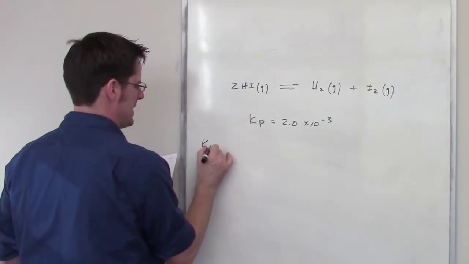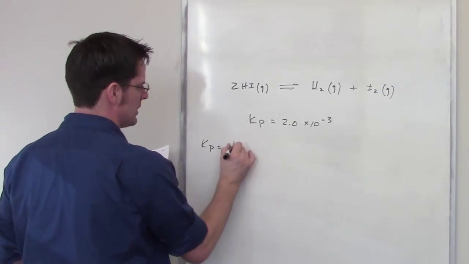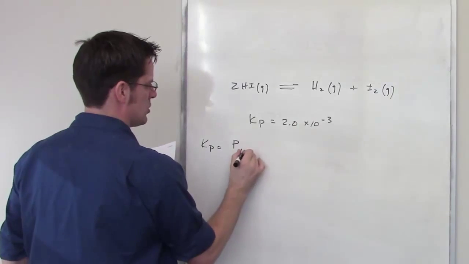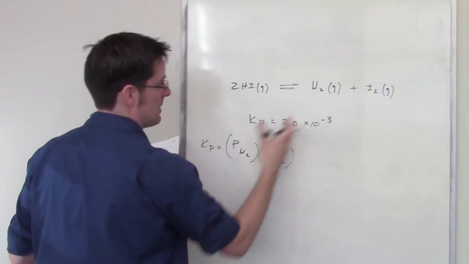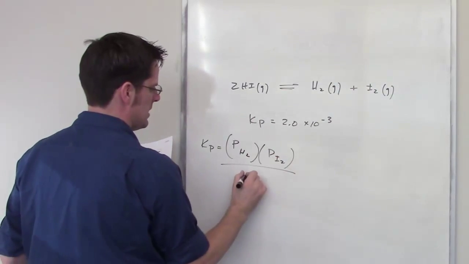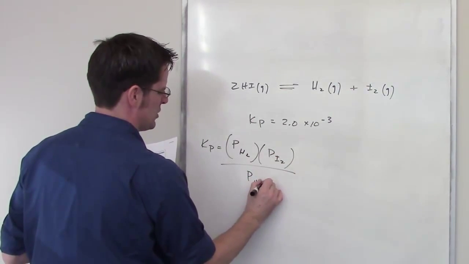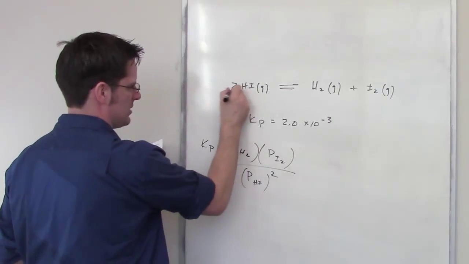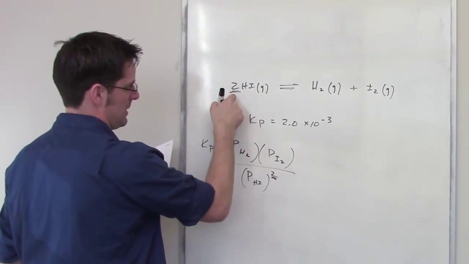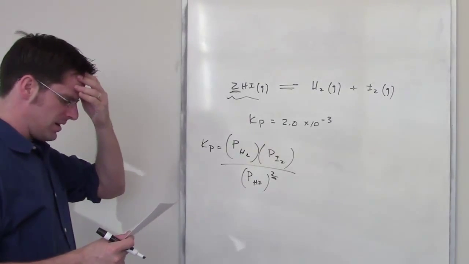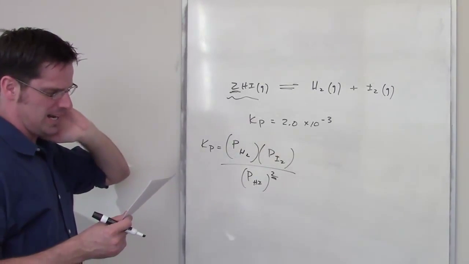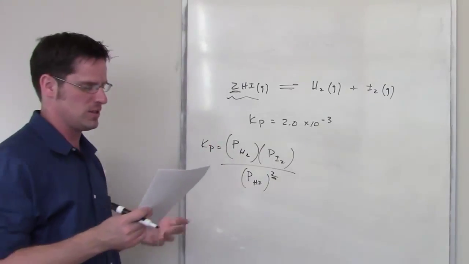Kp, of course, is going to be equal to the individual pressures of the products, H2, multiplied by the pressure of I2, divided by the pressure at equilibrium of HI squared, because that number goes from being a coefficient to an exponent. And frankly, as I think about it, the Kp value is not actually relevant at all to be able to answer this question.